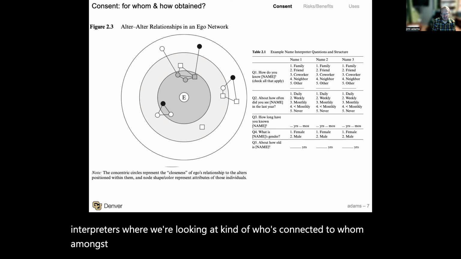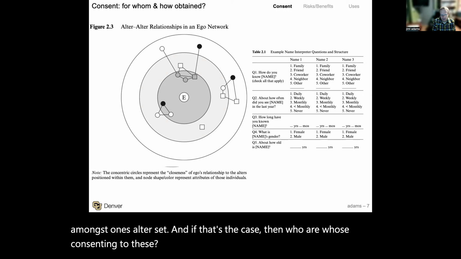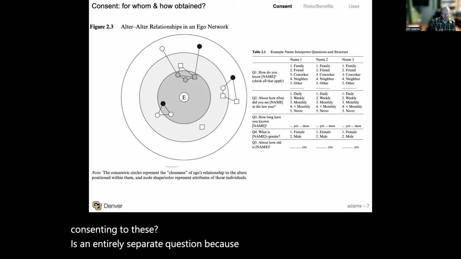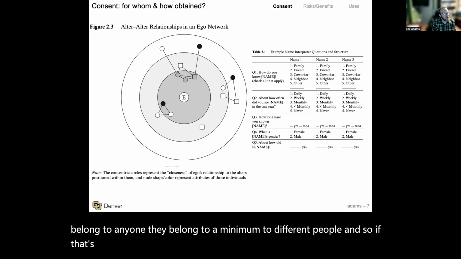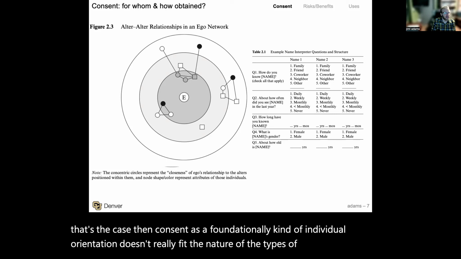And if that's the case, then who's consenting to these is an entirely separate question, because these relationships don't inherently belong to anyone. They belong to, at minimum, two different people. And so if that's the case, then consent as a foundationally individual orientation doesn't really fit the nature of the types of data we collect in the network context.